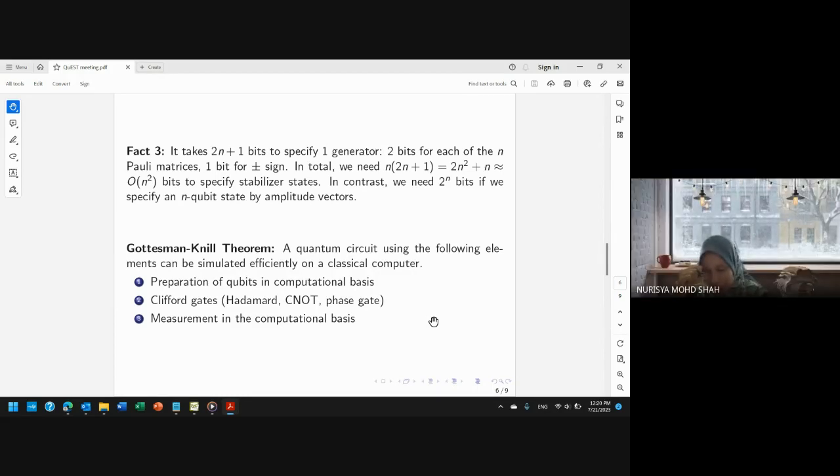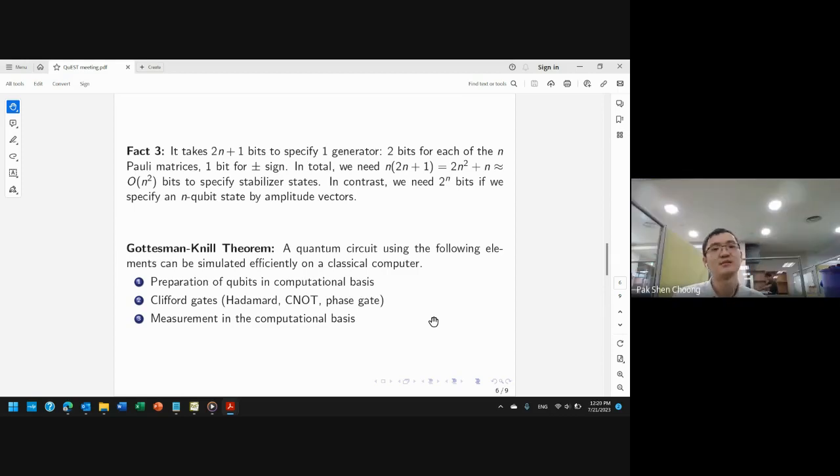Oh, okay. But for the non-stabilizers, we don't really talk about the stabilizer equations, right? We have something else. Yeah. Okay. All right.